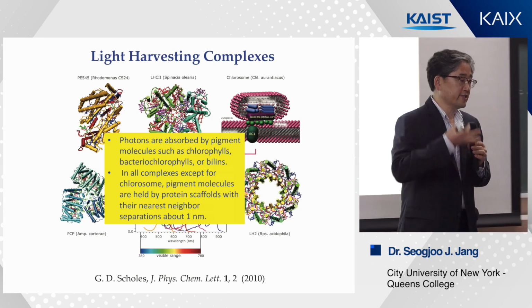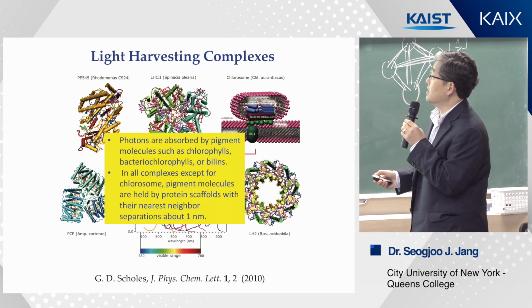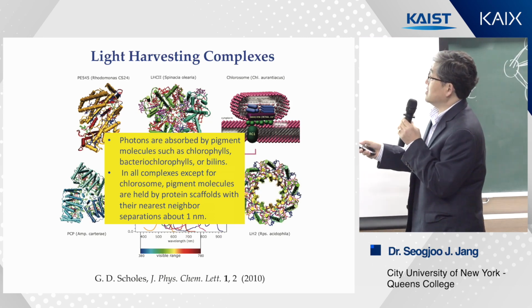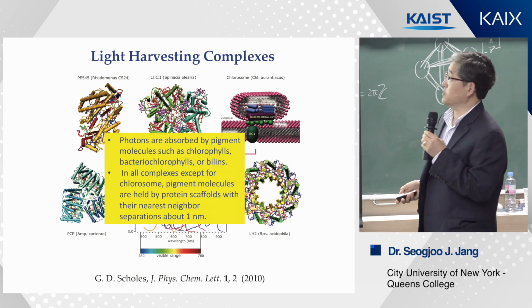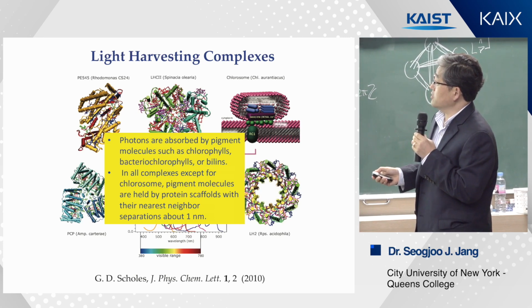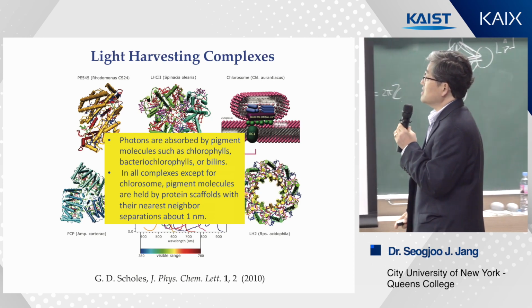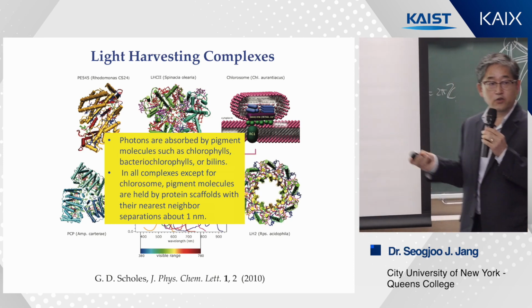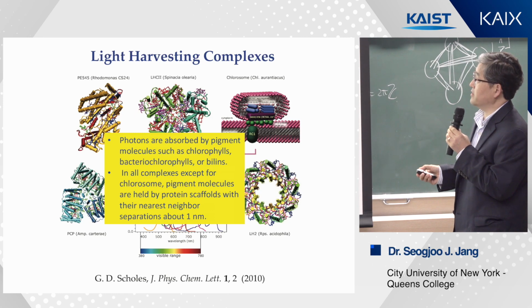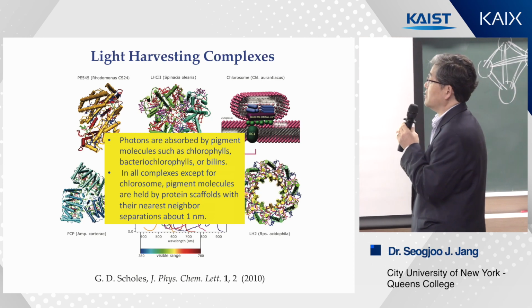There are various types of light-harvesting complexes that are involved in the light-harvesting process, which means that these complexes collect energies from photons. And although there are various diverse types of light-harvesting complexes, it turns out that there are relatively few types of pigment molecules, such as chlorophylls, bacteriochlorophylls, or bilins. Bilins are non-cyclic versions of chlorophylls.